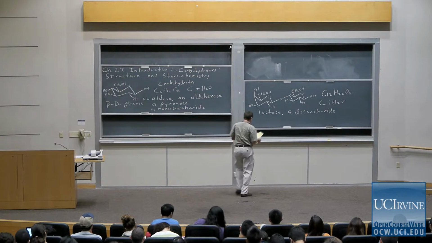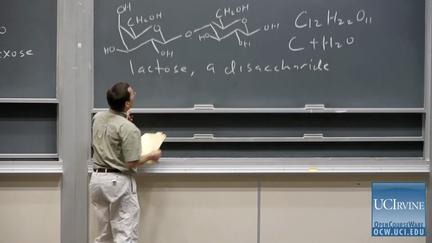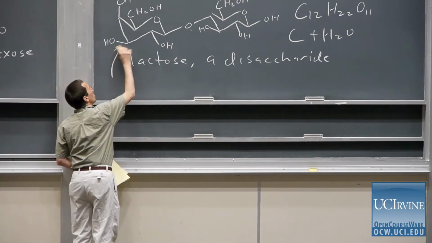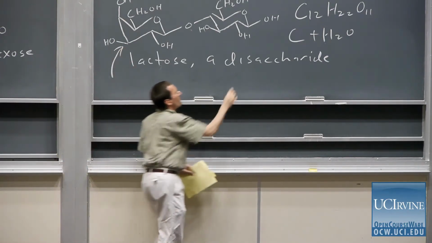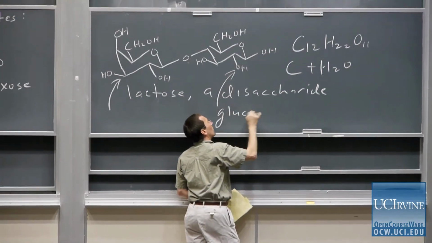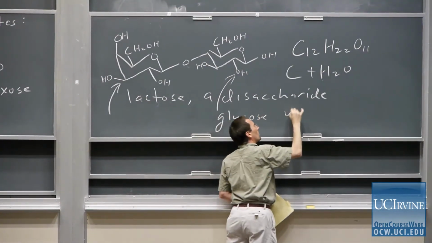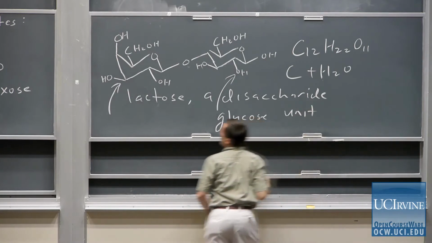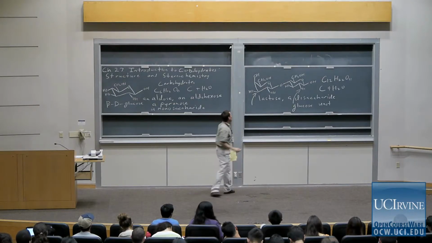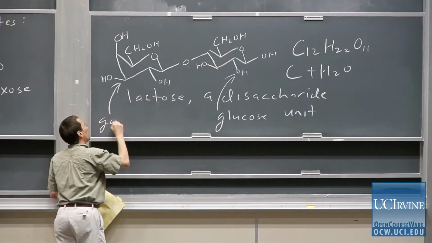So if you look at our lactose, as I said, we have 2 units in it. We have our glucose unit. And now we have another sugar unit in it, and this is a galactose unit.